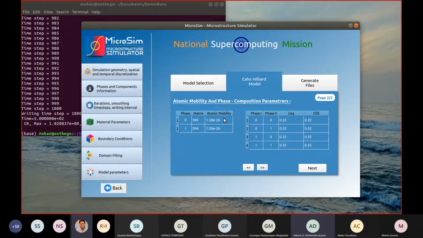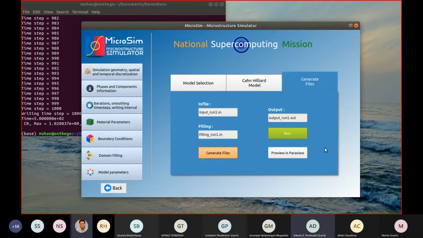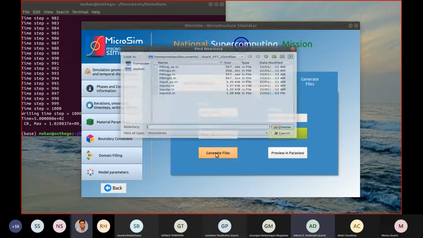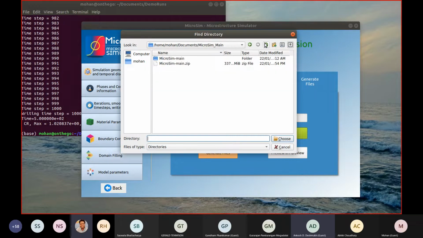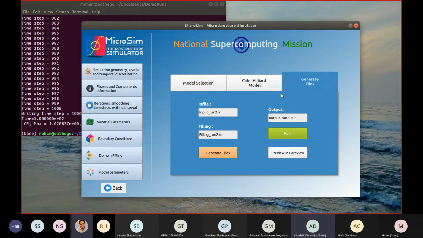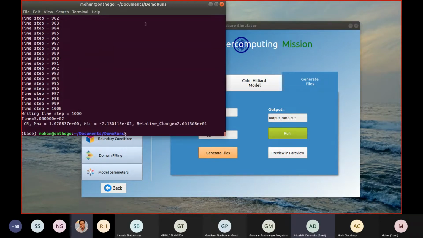So these are the atomic mobilities for which I am going to give the dimensional values, and this is the composition which I am going to choose in the alloy system. With this, I should be able to generate the file. So I'm going to give run 2 as the output file name, and I'm going to generate it in the demo runs folder itself, which is not going to get affected much because we have given a different name.